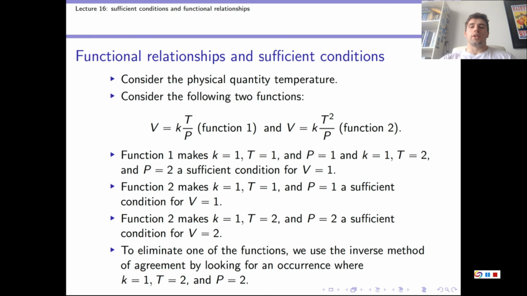So if we look for an occurrence of those values of K, T, and P, and we find out that V is 1, we can rule out function 2. And if we find out that V is 2, we can rule out function 1.